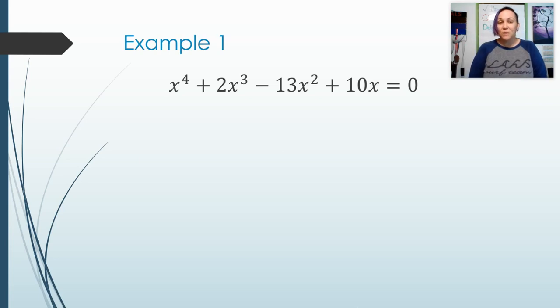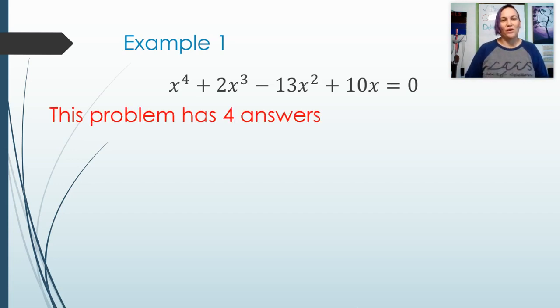Okay, so in this problem, we're going to run through as many of the different things that we've learned as possible to make sure that we're getting a nice big review. The first thing I want to talk about, according to the fundamental theorem of algebra, is that this question should have 4 answers, since my largest exponent is x to the 4th.